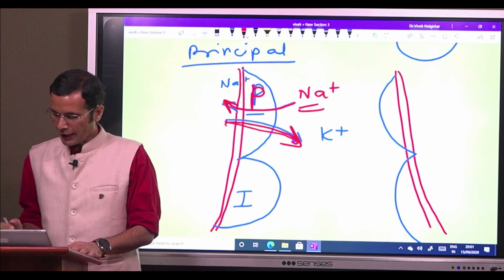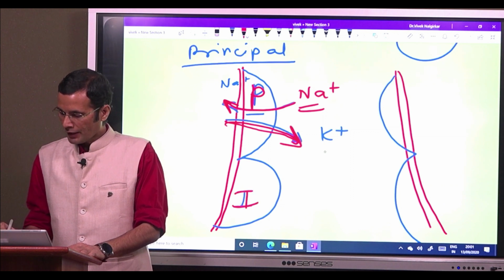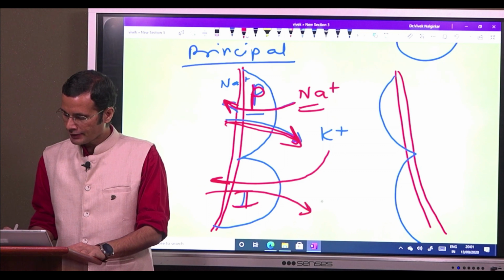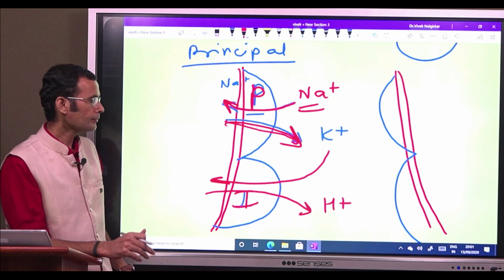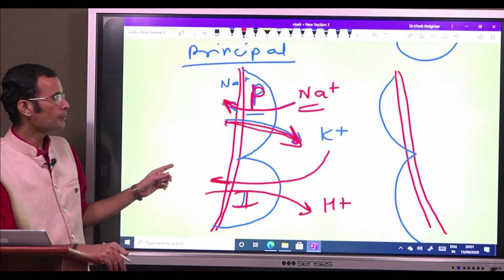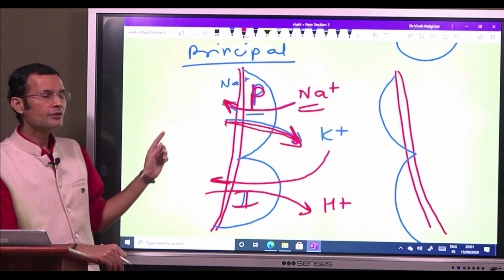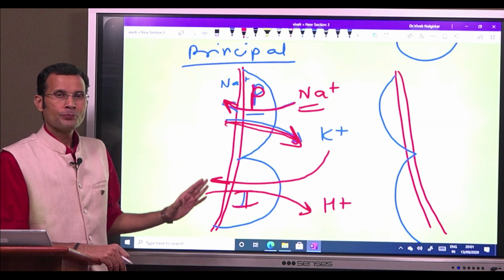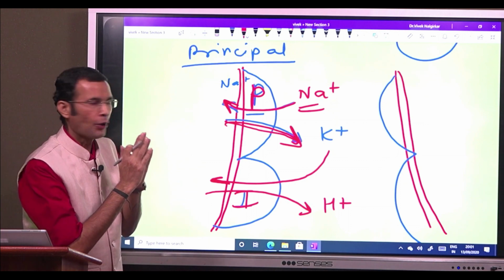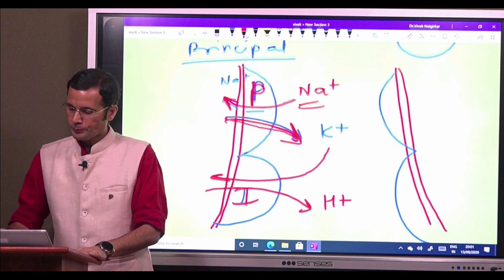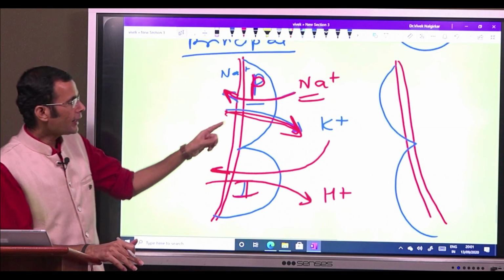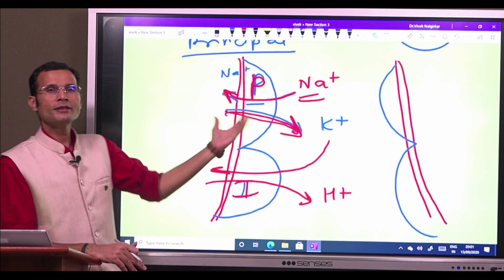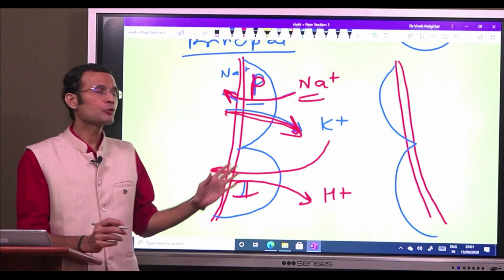And then intercalated cell, it reabsorbs the potassium and secretes H+. So, that's one basic point that you need to understand. Now, this collecting duct and the principal cell, how does it achieve this reabsorption of sodium?